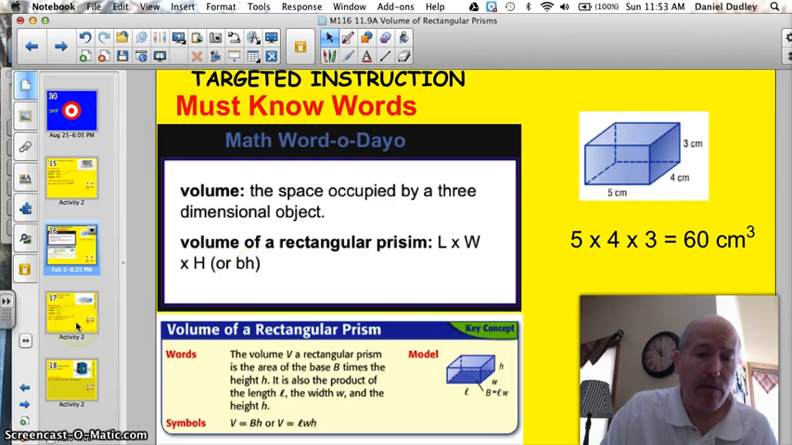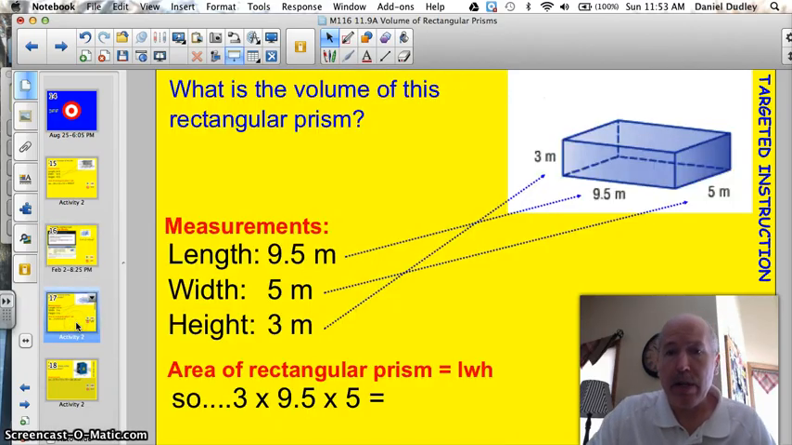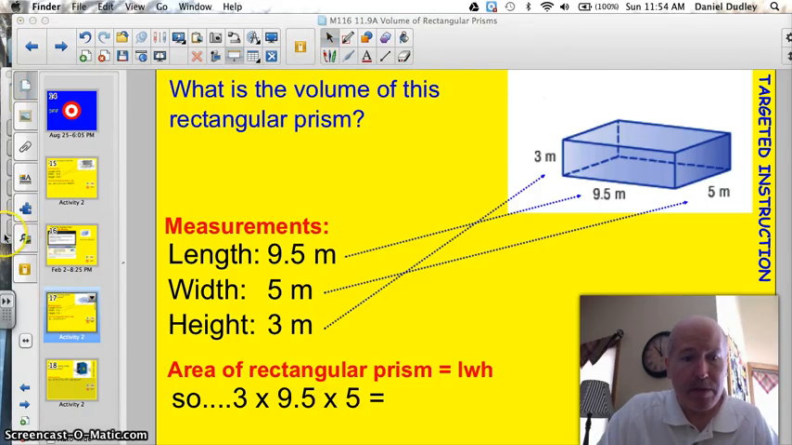Let's go ahead and try our first example together, and then we'll get you right into doing some on your own. What is the volume of this rectangular prism? Well, I do the same thing. I establish my measurements. Length, 9.5. The depth, or the width, 5 meters. Height, 3 meters. I put them into a number sentence: 3 times 9.5 times 5. Pop that right into the calculator.